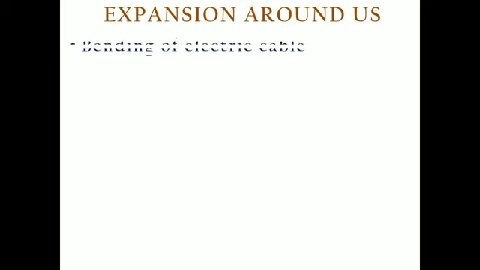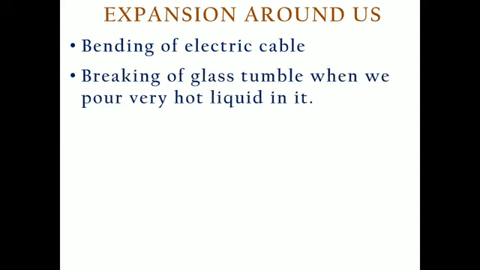Now there are some other examples also, that is bending of electrical cable. You have seen that in the summer the electric cable on the pole in our street basically sags down. That is because of the heating effect on the metallic part of the cable. Similarly, we can observe that glass tumblers, when we pour some hot liquid into them, generally break. That is because, again, of a sudden change of temperature and sudden expansion of the glass.